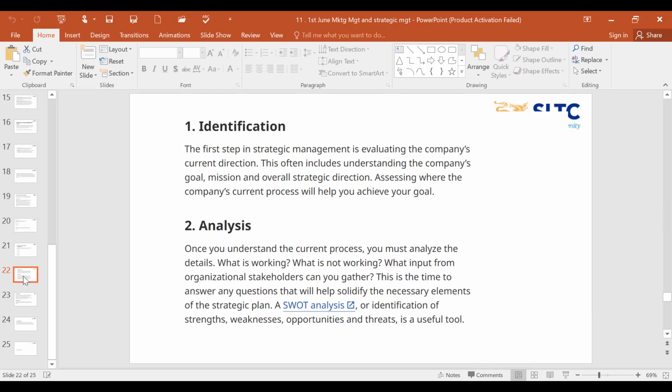Every month there are reviews. Where are we going? Where are we now? When the strategic process is running, you need to identify where the direction is.